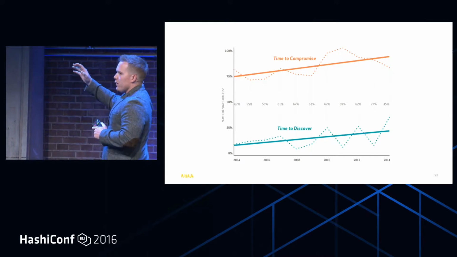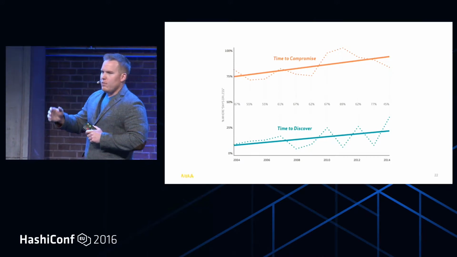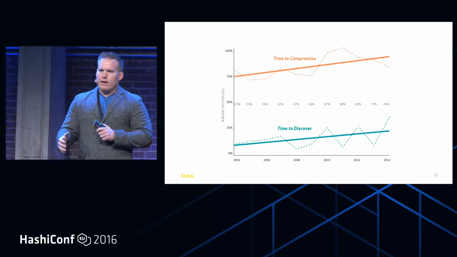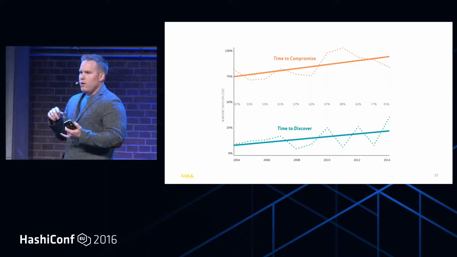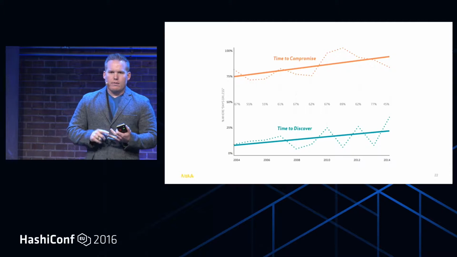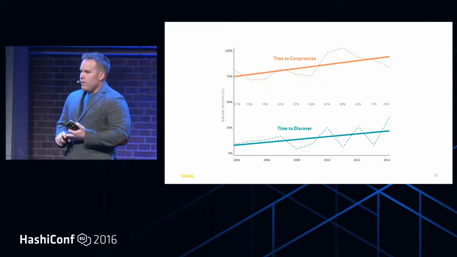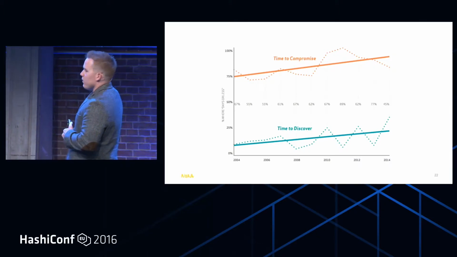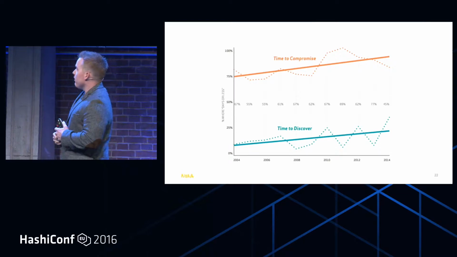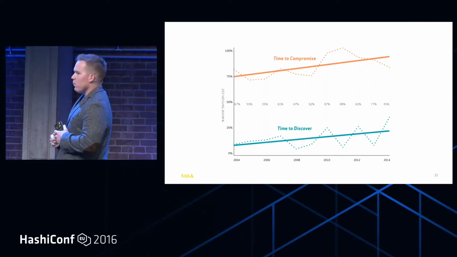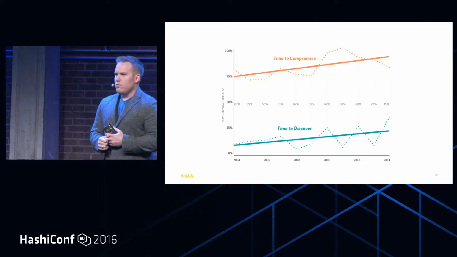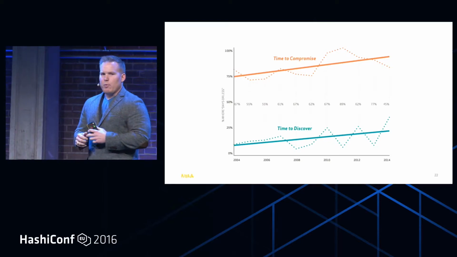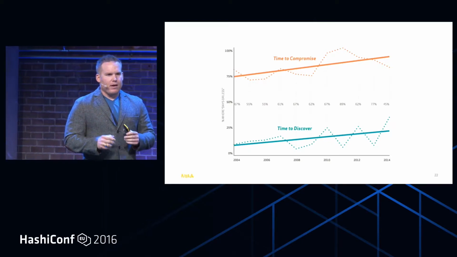So the top line is time to compromise. So from the time that an attacker actually starts to attack an infrastructure, be it through network attacks, application attacks, social engineering, this is the amount of time it takes to compromise within days or less. So 75% of the time, starting in 2004, they were able to compromise a system in days or less. And when I say compromise, I mean just the fact that they got a foothold.